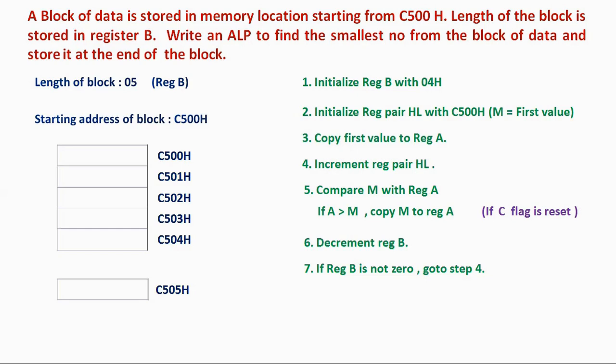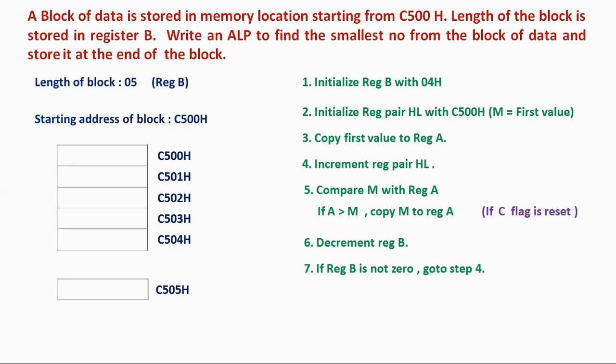Then again we'll do the comparison with A. Now the accumulator has the smaller number from the first and second ones. Then we'll compare that smaller number with the third value. Again, if M is smaller than A, we'll copy M to A. We'll decrease B. B will be 2. Then we'll check the B value. If B is not 0, we'll go to step 4. Then again we'll increase the HL value. So HL will be C503H, meaning your fourth number is in M.